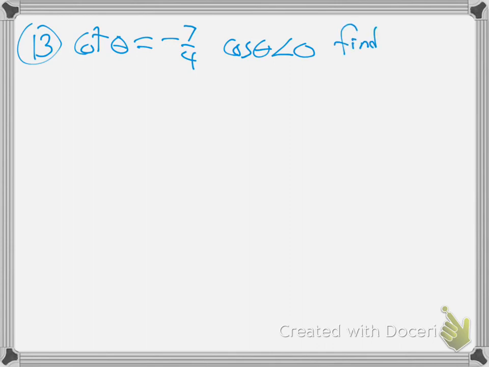So 13, they're telling me the cotangent of theta is minus 7/4, and they're saying the cosine of theta is less than 0. And they want me to find the cosecant of theta. Okay, how am I going to do that? Well, let's draw a triangle. Which quadrant is this one in?